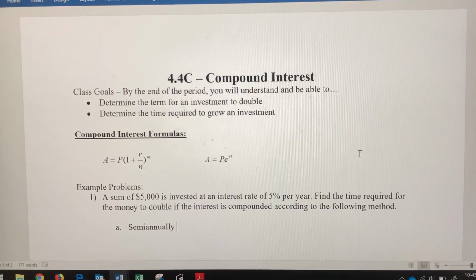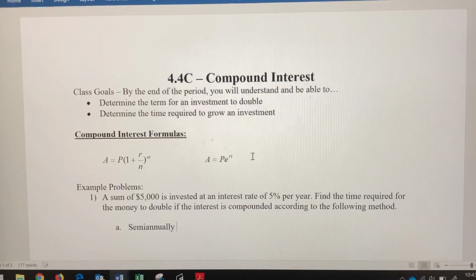Okay, so this video is going to cover compound interest, but in this case, we're not going to be solving for an amount that's going to happen after a certain period of time. We're actually going to solve for some of these variables that would be in the exponent spot. So it's like an application problem for solving exponential equations.